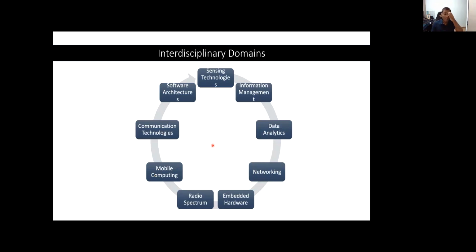So this would give you an idea that if someone wants to work on IoT, they should have a good, at least if they're not an expert in each one of them, they should have a good idea of each one of them.